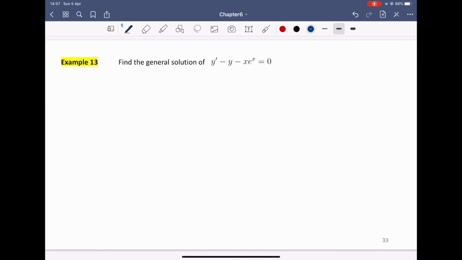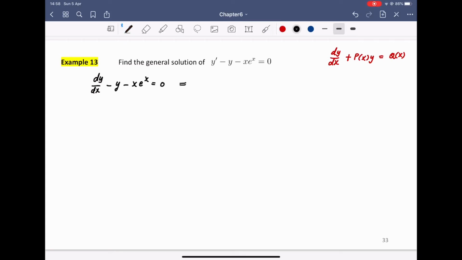Example 13, find the general solution of y prime minus y minus x e to the x equal to 0. So first I'm going to simplify this. I am going to start by changing y prime to dy by dx. So this is dy by dx minus y minus x e to the x equal to 0. Note that the standard form of a linear differential equation is dy by dx plus P(x) times y equal to Q(x). So first we have to figure out what our P is and what our Q is.